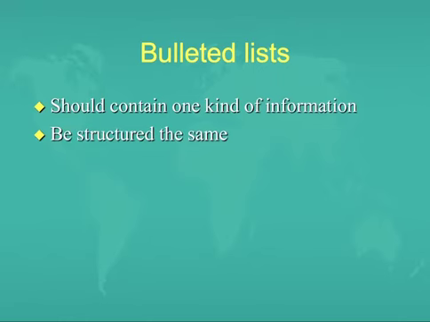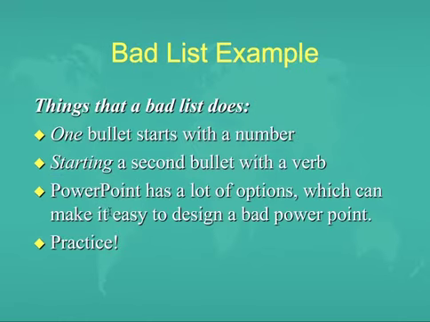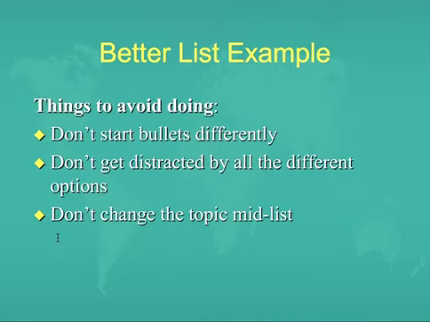So here's an example of a bad list. All right, and here's my list. Things that a bad list does. One bullet starts with a number, starting a second bullet with a verb. PowerPoint has a lot of options which can make it easy to design a bad PowerPoint. Practice, right? And so this is not all the same kind of information. Bullet one starts with a number, and the second bullet starts with a verb, right? And then I have a complete sentence, and then I have a one-word phrase.